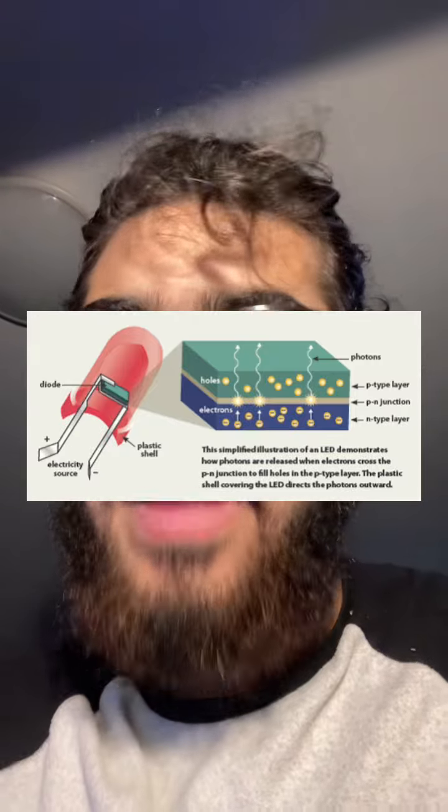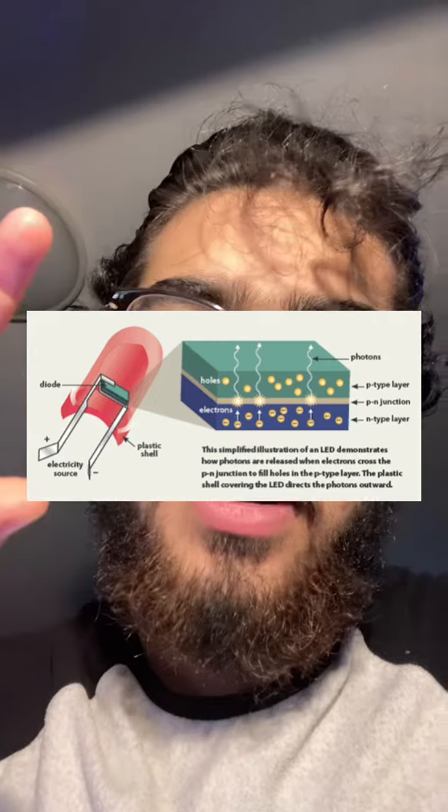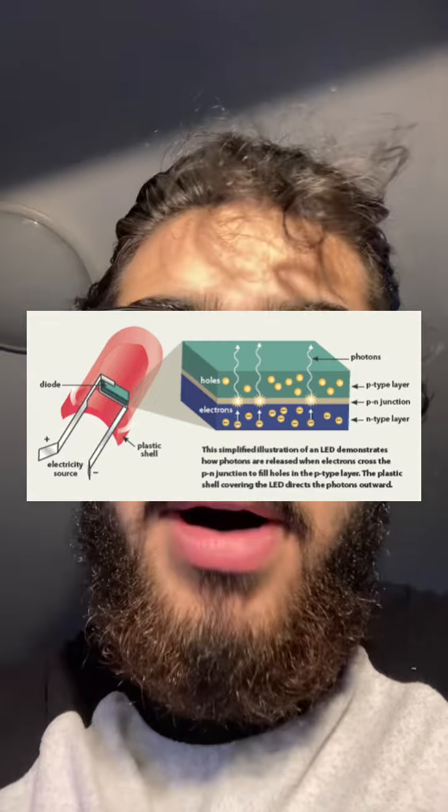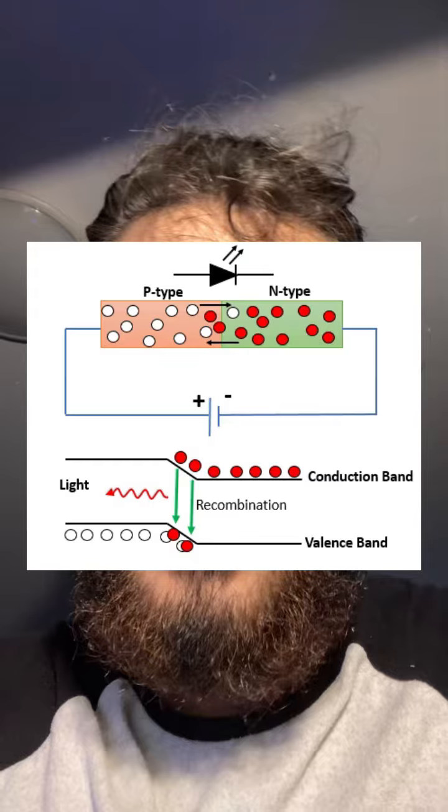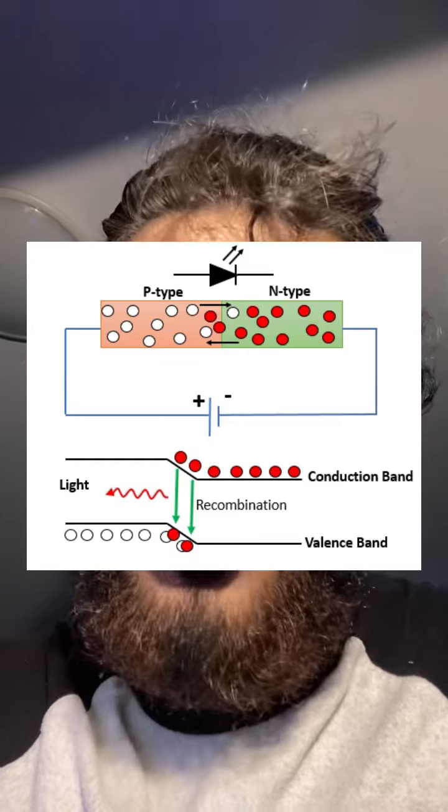Simply put, electrons will flow from the n-type semiconductor to the p-type semiconductor. And at the junction, the electrons will combine with the empty spaces, or the holes that we mentioned earlier. That process is called recombination. When this happens, the electrons will lose energy and release it as photons, which is essentially the light that we see being emitted by the LED.